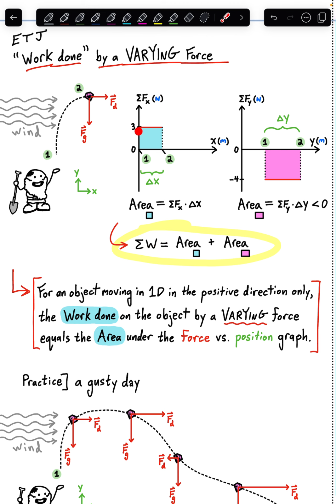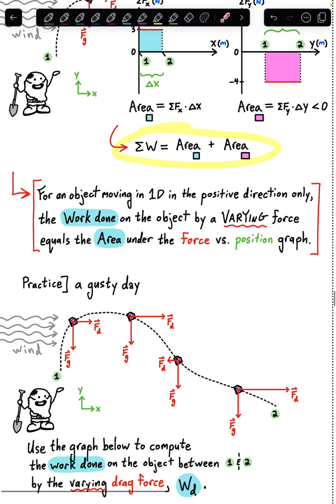The area under the force versus position graph looking at x components, plus the area under the force versus position graph looking at y components. So area under a force versus position graph is going to be related to work done. It's going to represent work done for us, and that's helpful. That's most helpful if our force is varying over time.